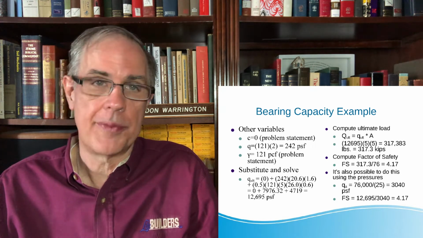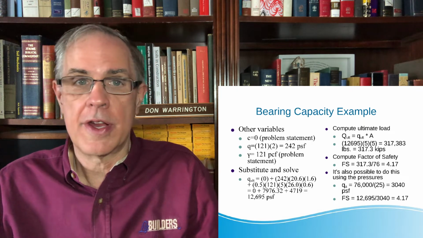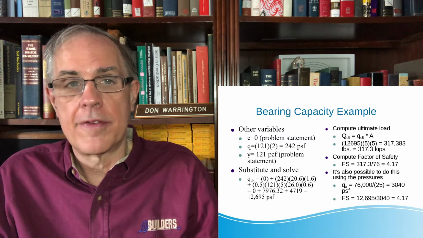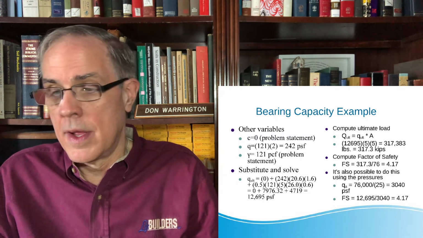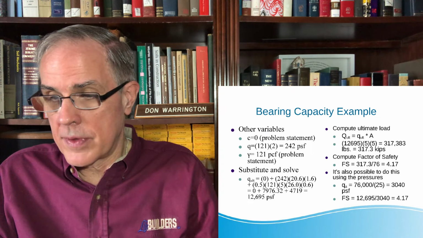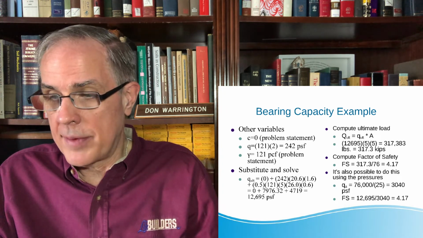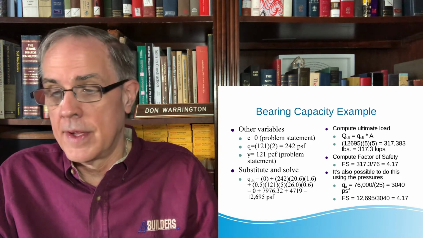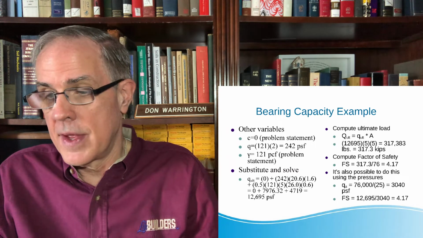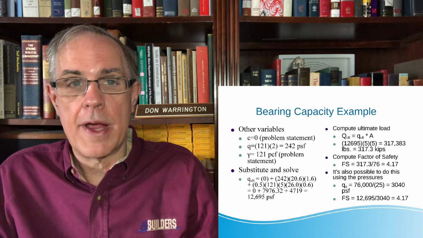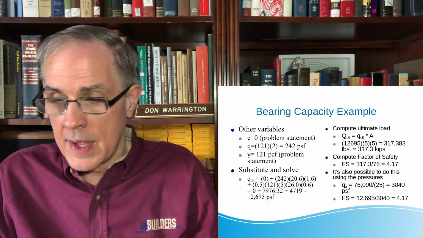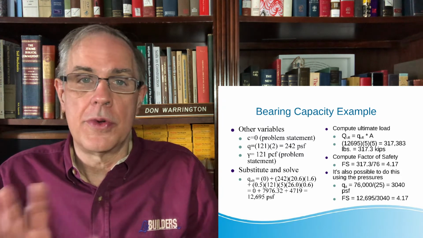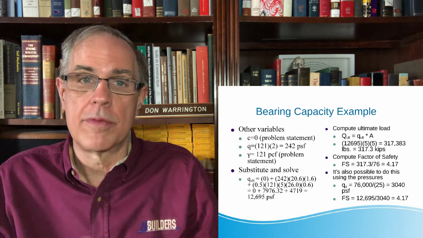It's a straight up substitution. Just plug and chug as you see right here. And you substitute and you get 12,695 PSF. Then you compute the ultimate load, which is q_L times the area, which is 25 square feet. 5 times 5 is 25. And you get 317.3 kips. You divide the ultimate load by the load you're applying, which is 76, you get 4.17. You can also do it using pressures. For uniform pressures, you can actually do it either way. Either way works.